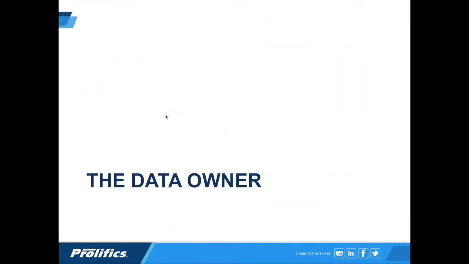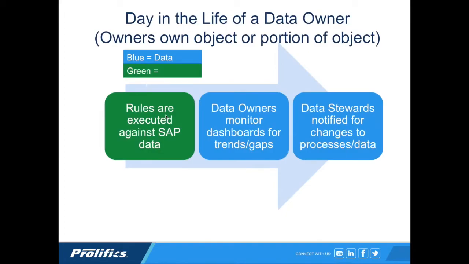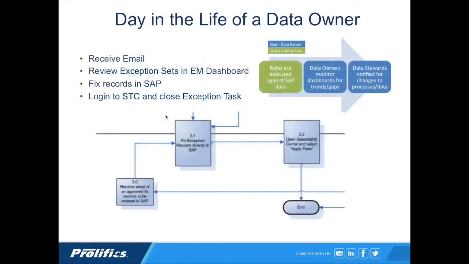And then the only thing I can really do at that point is submit it back to the manager to approve. Okay, now the data owner is considered someone that all they do is monitor the dashboards and apply fixes in SAP. So rules are executed against SAP, the data owner monitors the dashboard if they so choose, and they're notified of changes to processes and data coming from the manager or from the steward. In other words, when the manager or steward approve fixes, the owner receives the exception set to be applied into SAP. And so it's a very simple workflow.